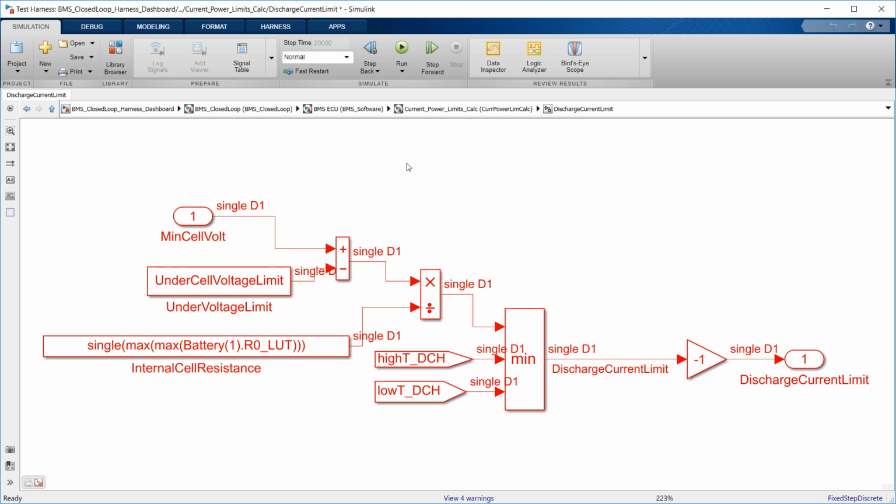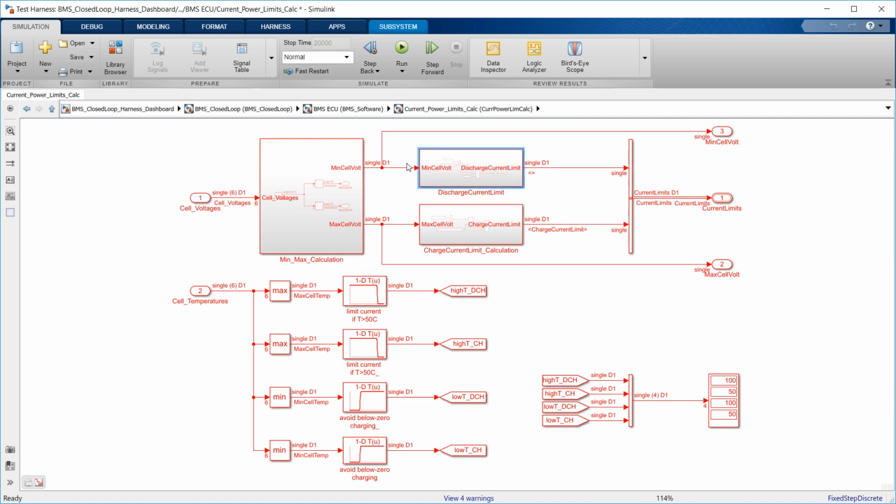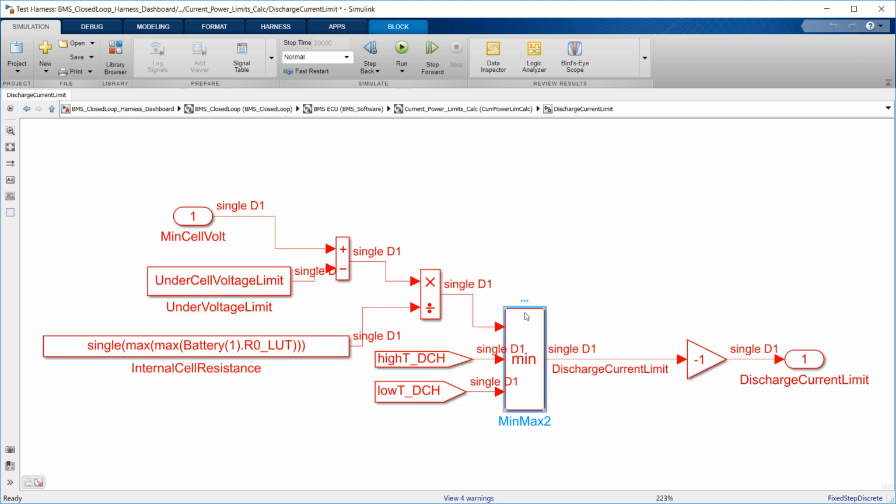We also know that it is important to limit current delivery or intake when temperature is too high or too low. Using a lookup table with a rising or falling hyperbolic tangent profile, we can specify current threshold based on temperature. These two thresholds are then compared against one another, and the lowest becomes the current limit. The same procedure is repeated for the discharge.